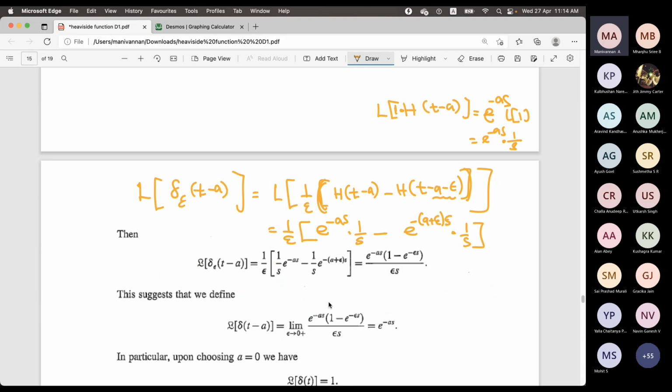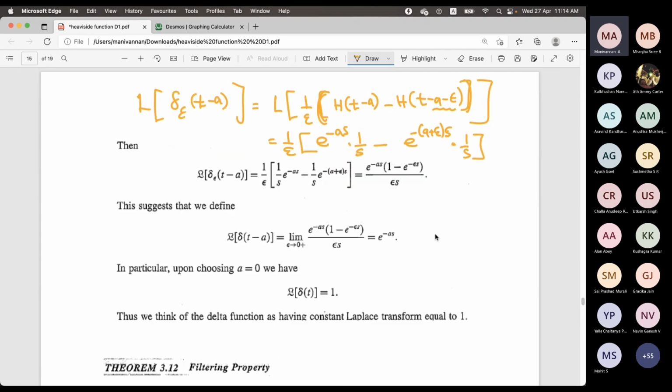With this proof, we have delta epsilon is e power minus as into 1 minus e power minus epsilon s divided by epsilon s. Taking the limit as epsilon tends to 0, the right hand side limit, the resultant is e power minus as only. So the important result: the Laplace transform of delta of t minus a is nothing but e raised to the power minus as alone.